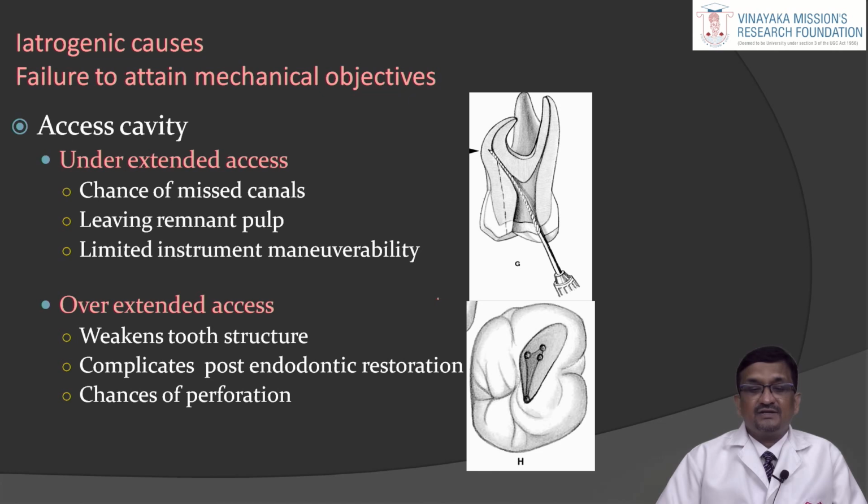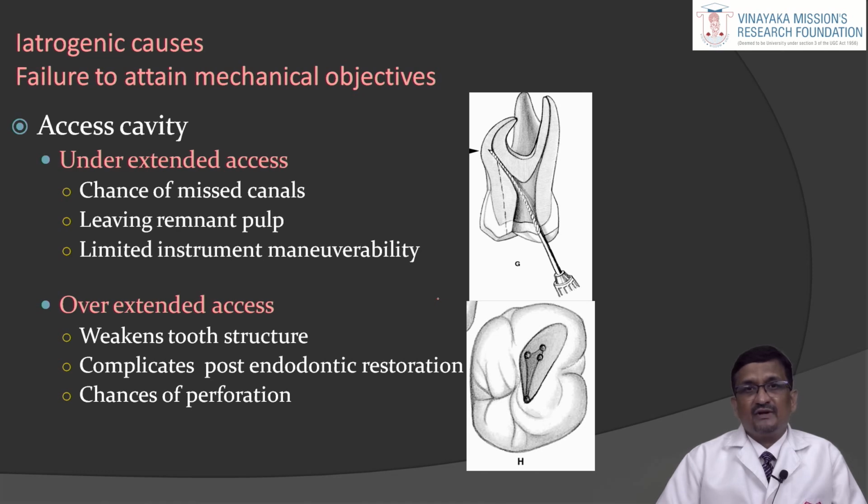Okay, so iatrogenic causes. What are the iatrogenic causes? Meaning I, you or we, anybody can make a mistake. So it can happen from failure to achieve mechanical objectives by improper access cavity. For example, we can make an underextended access. If you make underextended access, you have a chance of missed canals. You can leave remaining remnant pulp there and limited instrument maneuverability. So you are not able to clean the pulp tissue properly.